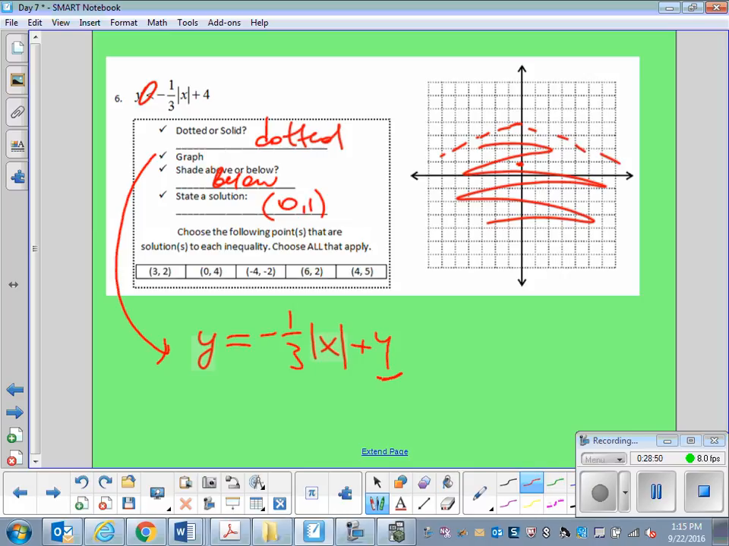Choose the following points that are solutions to each inequality. Choose all that apply. Is 3, 2 a solution? Yes, it's still in the shaded area. 3, 2, under the line. What about 0, 4? It's on the dotted line. It's on this line, but what kind of line is it? Dotted line, not a solution.